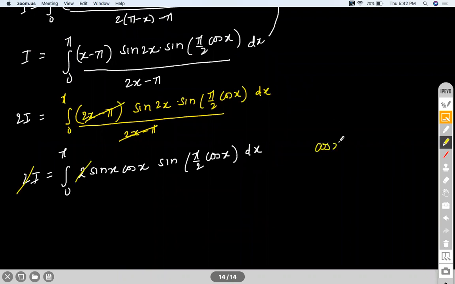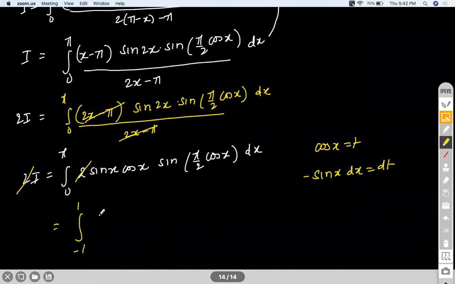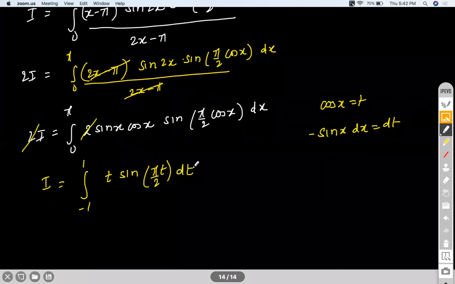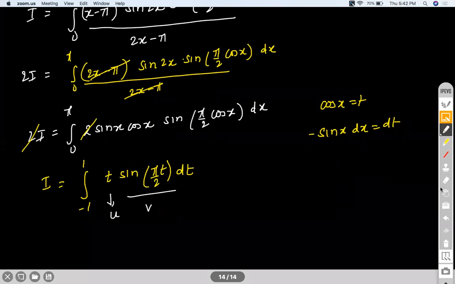Let's take cos x as t. So minus sine x dx will become a dt. So I can write this as 1 to minus 1. Instead of that, I'll absorb the minus sign. Can I write it as t sine pi by 2 t? This is going to be right. Correct? Now, on this, I can apply integration by parts. I can take this as u. I can take this as v. Let's apply the DI method.